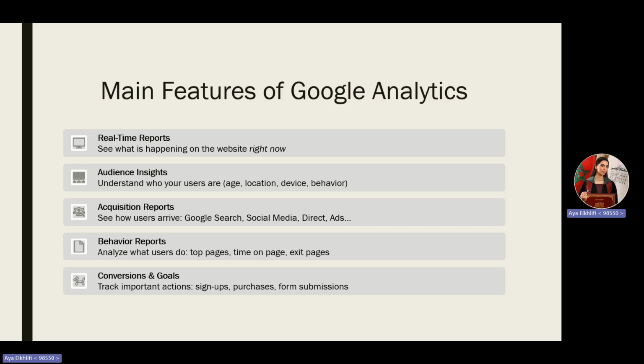The behavior section focuses on what users do once they arrive, which pages they visit the most, how long they stay, and where they decide to leave. And finally, the conversion section tracks the actions that matter the most to a business or an organization, for example, sign-ups, purchases, or form submissions. All these features provide a business with a complete and detailed understanding of how their website performs.